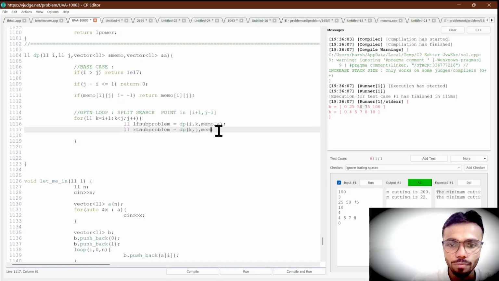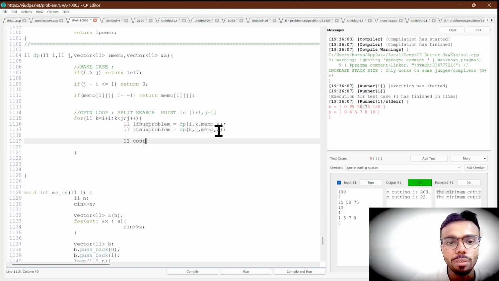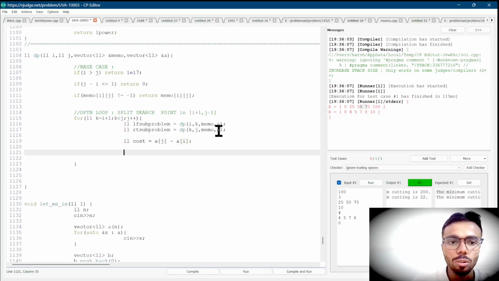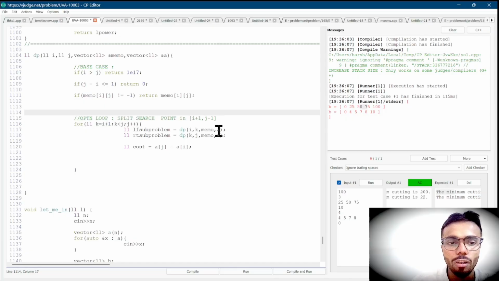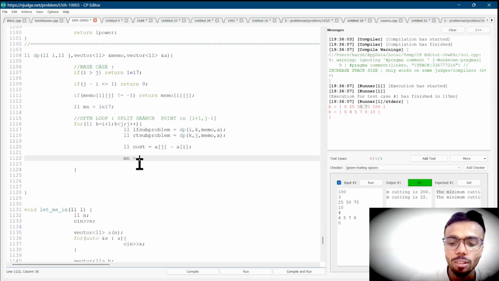And the next thing I'm left with is the cost. And what is the cost, guys? That is nothing but p[j] minus p[i], the length of the segment we are cutting. Since I need to find the overall minimum, what will the initial minimum value be? That is infinity, the safe value we take, so that when I take a minimum, it does not affect the overall minimum.